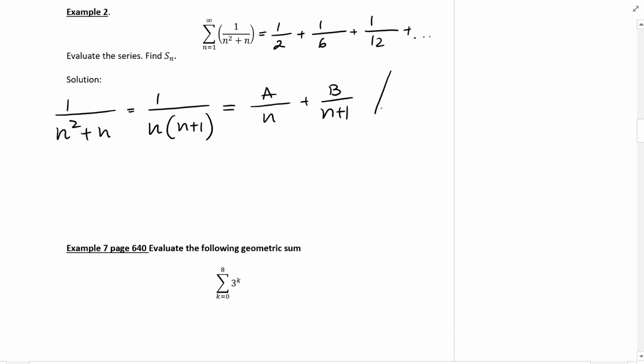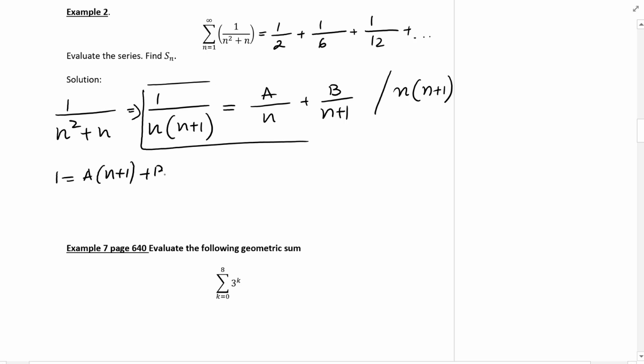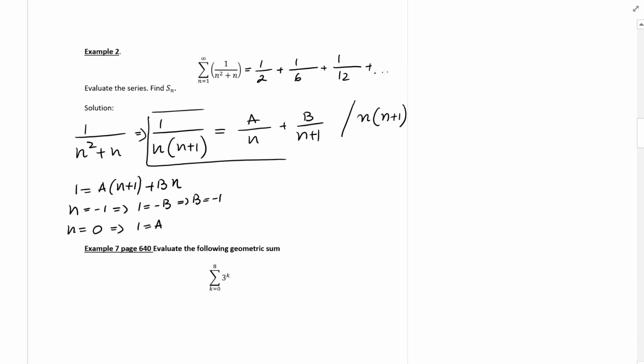And if we multiply by n times n plus 1, we obtain this piece, right? We get 1 equals a times n plus 1 plus b times n. So if n equals negative 1, we get 1 equals negative b, or b equals negative 1. And if n equals 0, we get 1 equals a. So in other words, this sum here, which doesn't need these terms because they didn't help me much, can be written as the sum, as n goes from 1 to infinity, of 1 over n minus 1 over n plus 1. So what happened?